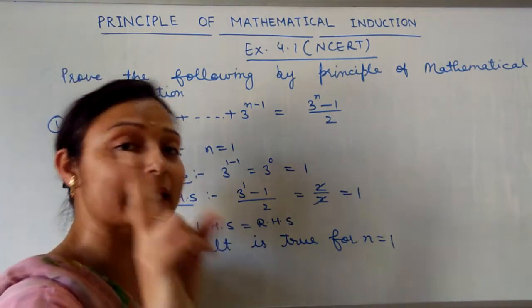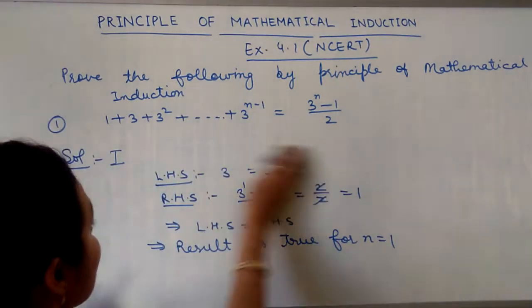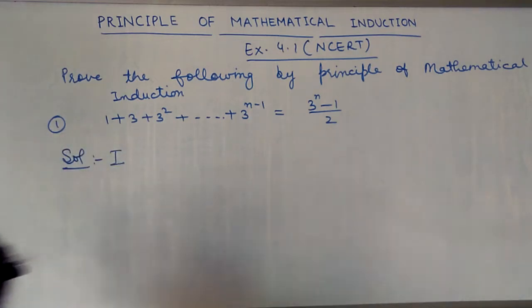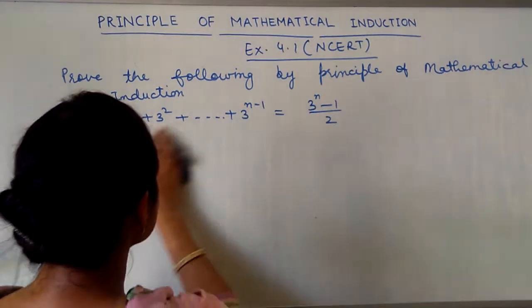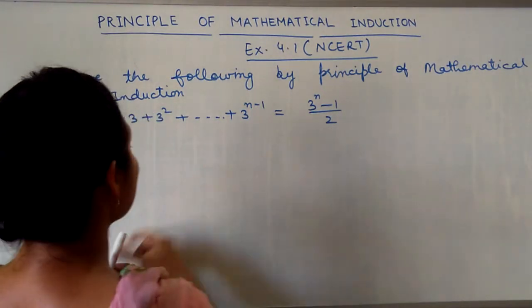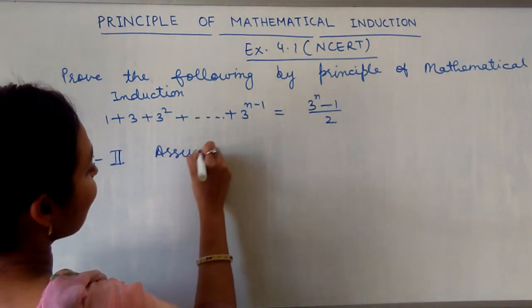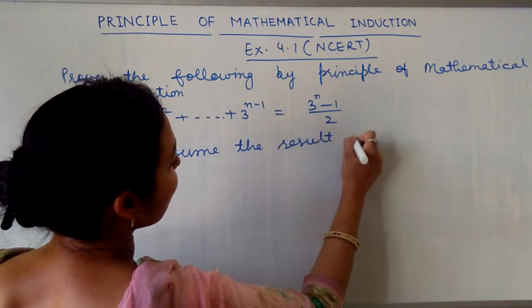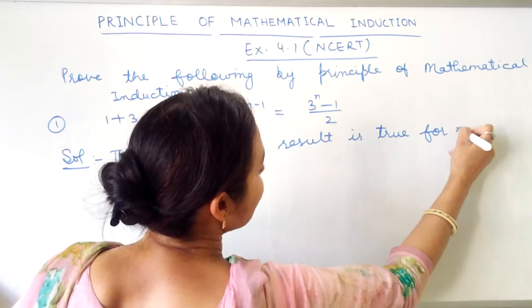Now come to the second step. The second step is, you have to just assume. Nothing will be done in this step. Nothing is difficult. Not a single term is difficult in this step. You have to only assume. Second step, assume the result is true for n equals k.